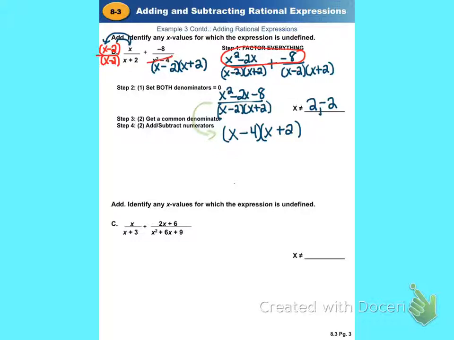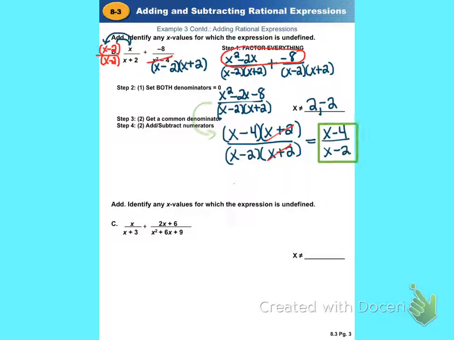And now you can see that there is a common factor in the numerator and the denominator. Both the numerator and denominator have an x plus 2, so you can just go ahead and cancel those out. That leaves me with just x minus 4 over x minus 2, and that's my final reduced fraction.